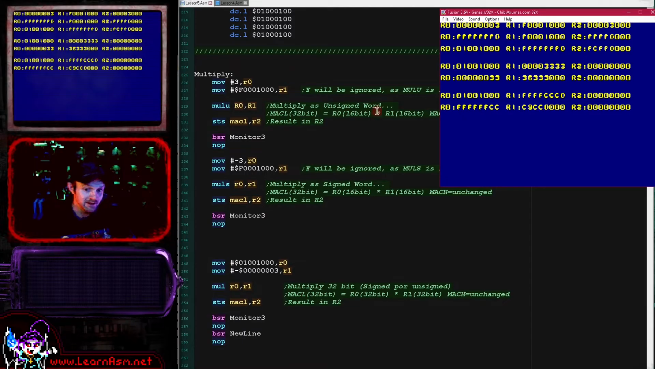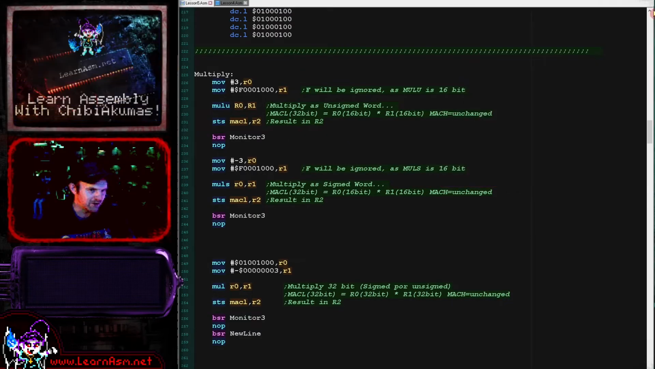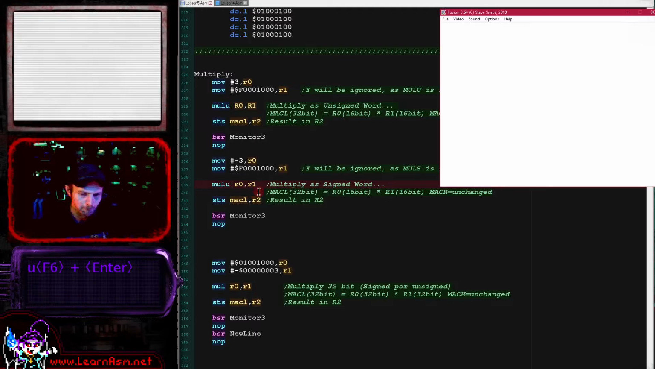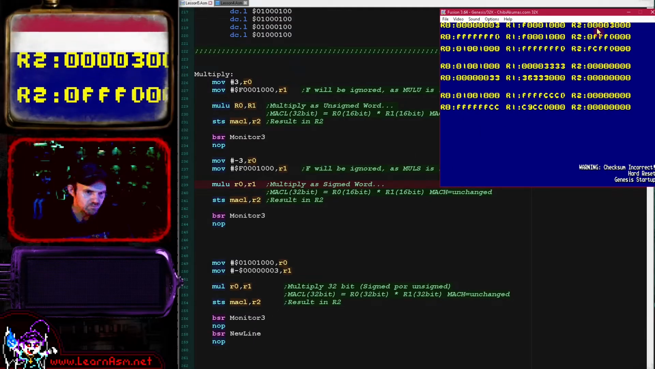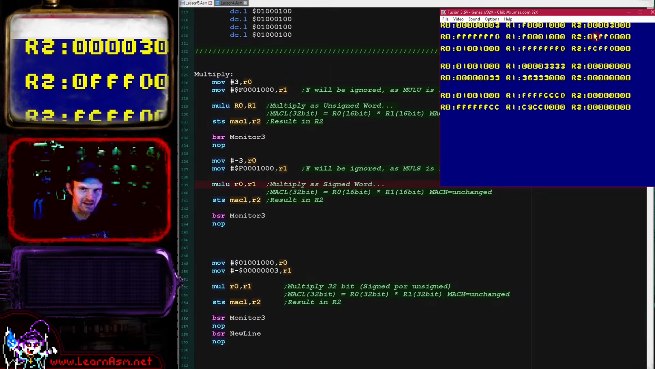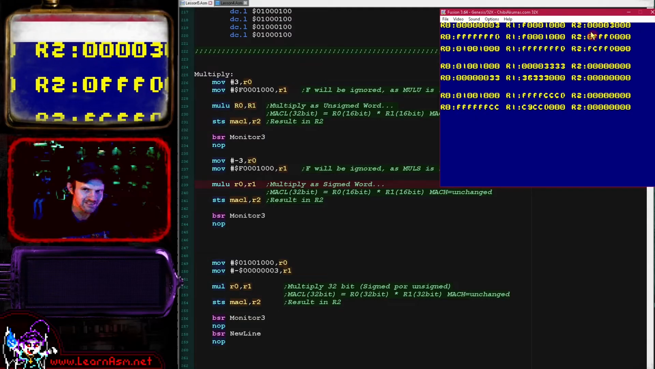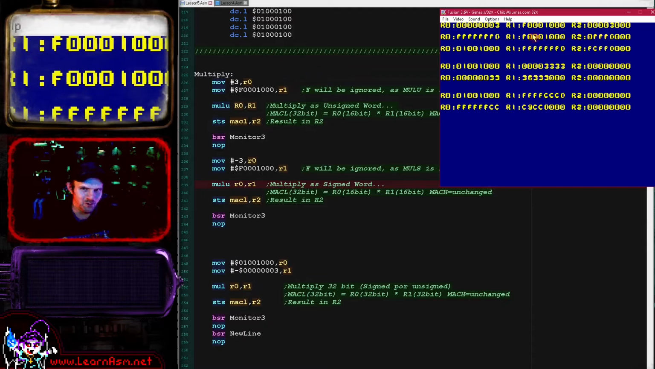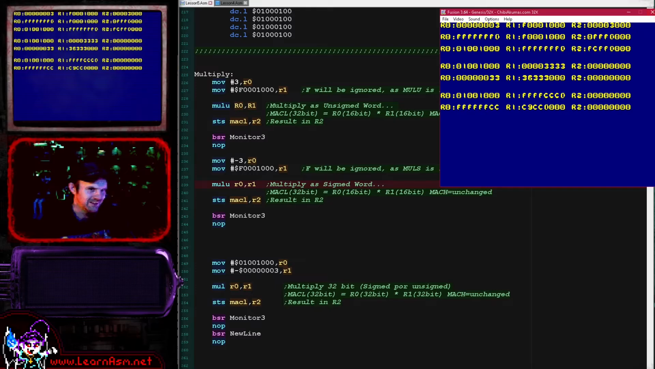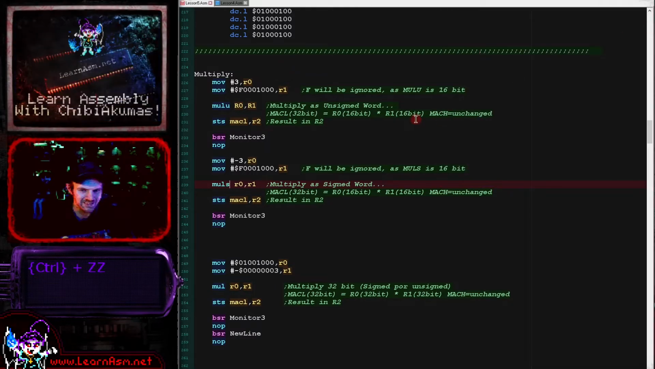And of course, if we tried to do that with our unsigned command, we would get the wrong value. If I just try that here, you can see we've got the wrong value there. The top bit is set to 0 there, which is certainly not correct. That is not the correct value if we wanted a negative number. So that is how we can work with two 16-bit values to get a 32-bit result.